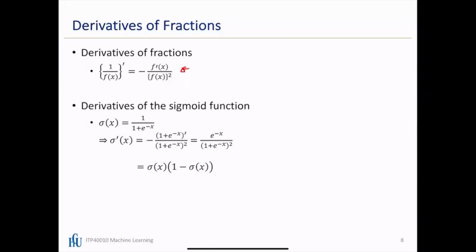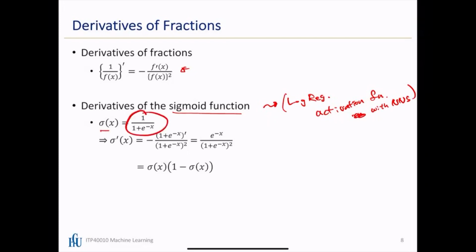Here is a special function called sigmoid. Sigmoid will come along when you study logistic regression and when you study some activation functions in neural networks. Anyhow, the sigmoid function can be defined as 1 over 1 plus e to the minus x. If you take the derivative of this, the derivative rule is easy: the denominator squared, and taking f and g interchangeably, and you will come to have this.